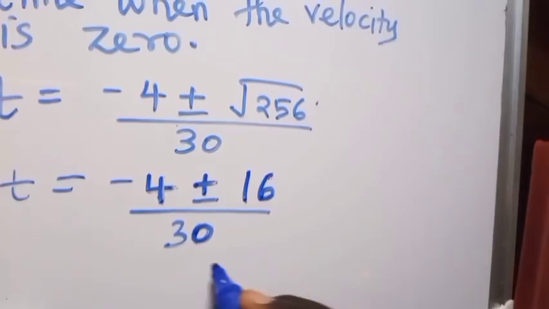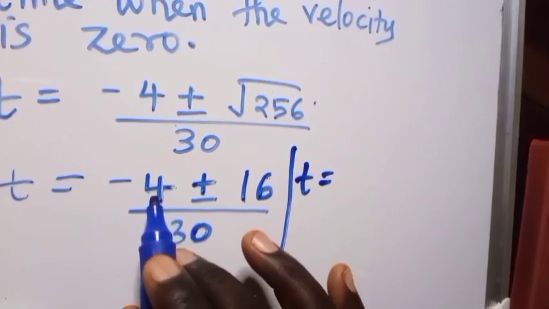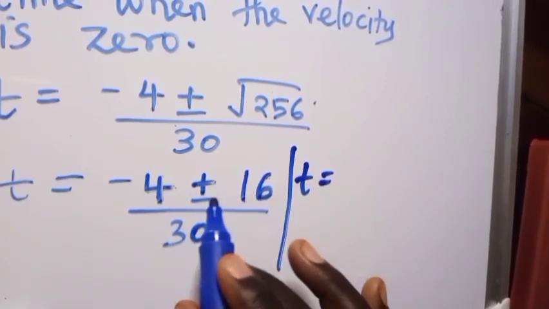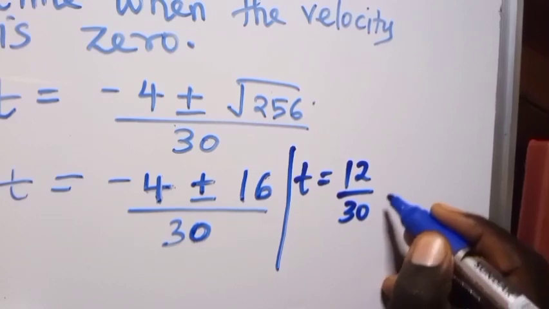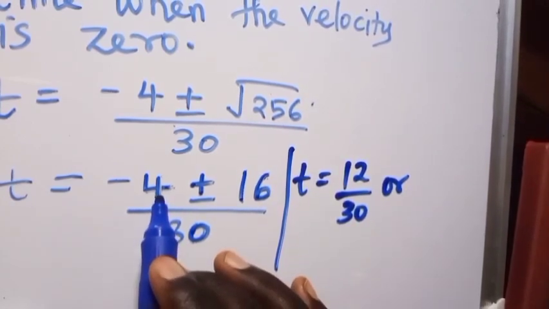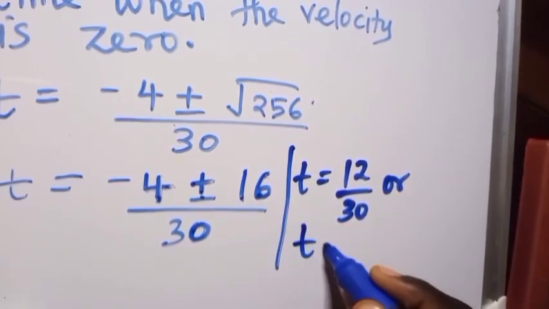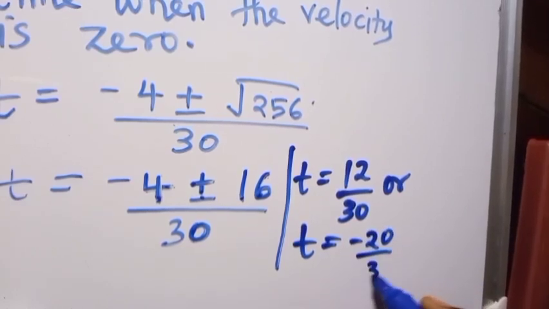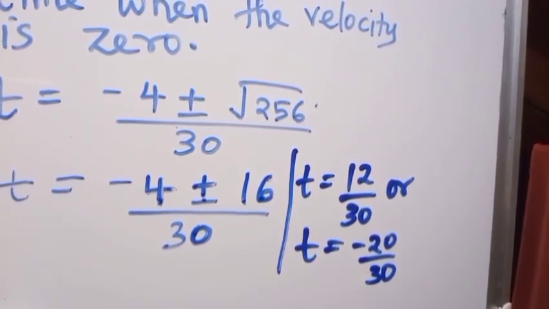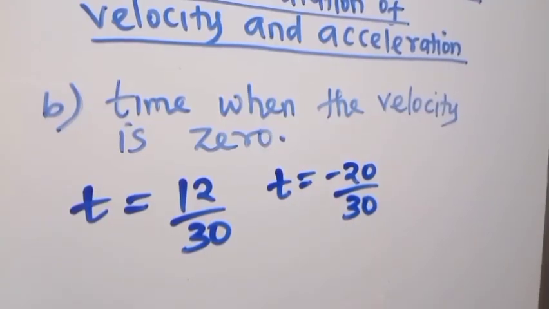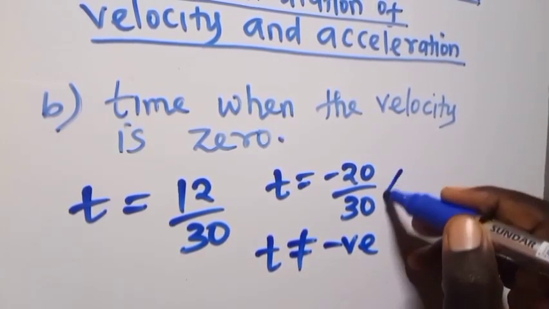Now, since this is what we have, our t can be negative 4 plus 16, which is 12, then divided by 30. Or negative 4 minus 16, which is negative 20, so t is negative 20 over 30. But t cannot be negative. Since we have these two possibilities and t cannot be negative, we ignore this one.